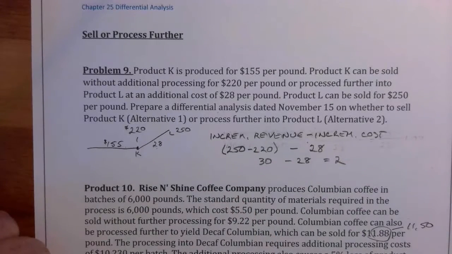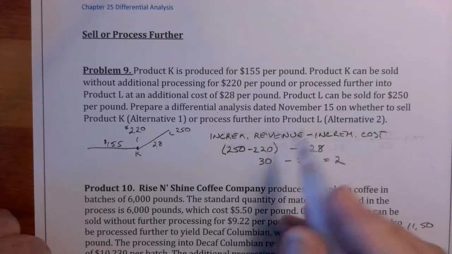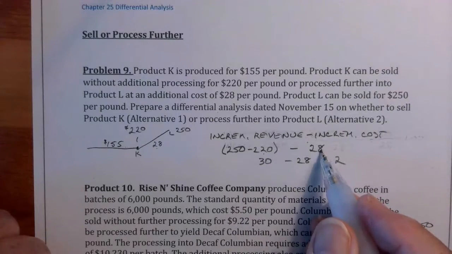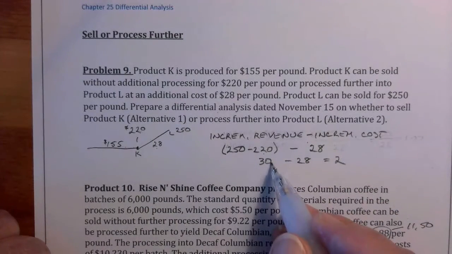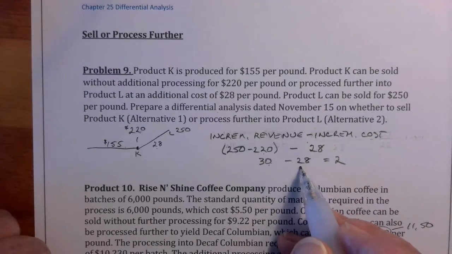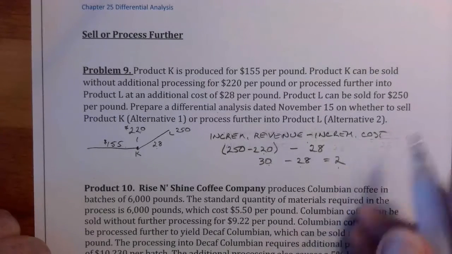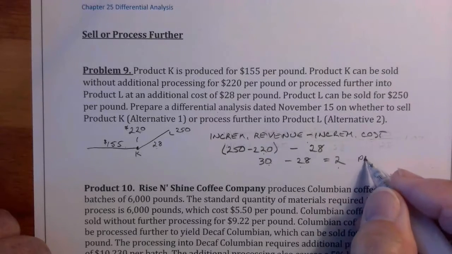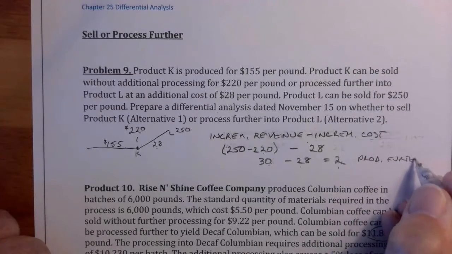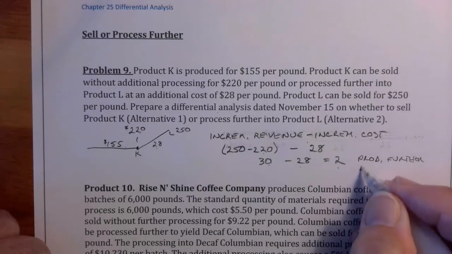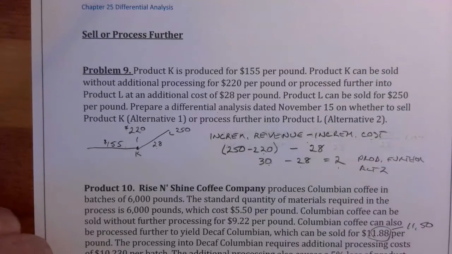Okay, so what I do is I just look at the incremental revenue less the incremental cost. We're going to be able to make, say, another $0.30 on this. $2.50 minus $2.20 is $0.30, and it's going to cost $0.28. So you would go ahead and produce further. So that would be alternative 2. I think that's just simpler than the other way, but let's take a look at the other way anyway.